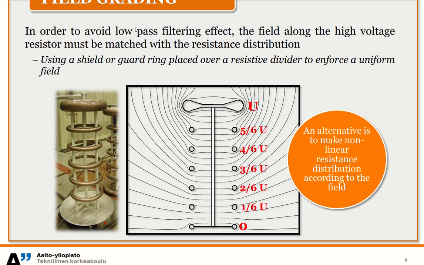So in order to avoid the low pass filter, the field along the high voltage resistor must be meshed with the resistance distribution, using the shield or guard ring placed over the resistor divider to enforce a uniform field. Okay, so that's one. They need the shield or guard ring placed over the resistor divider. So this one is the resistive divider, and this one the shield or ring to make sure the field here is uniform.